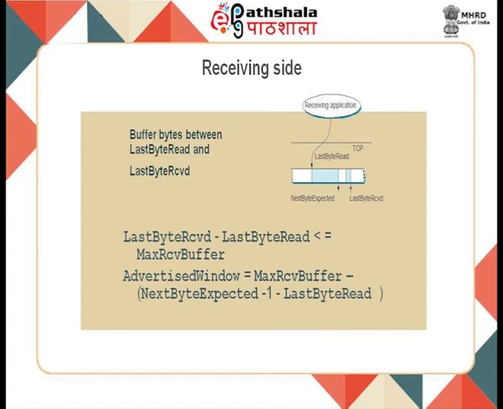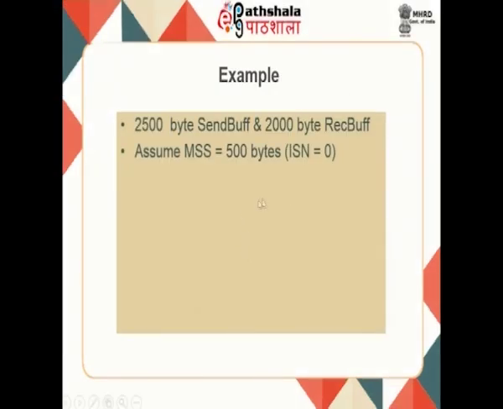As more and more bytes start coming in and filling the buffer, if no bytes are read by the application, obviously this advertised window value will start reducing. That is what we mean by shrinking the window size. But if the receiving application starts reading those bytes, then it will expand, and we say that the window size is expanded and more data can be sent. We will just take a quick example to understand how this actually would work.